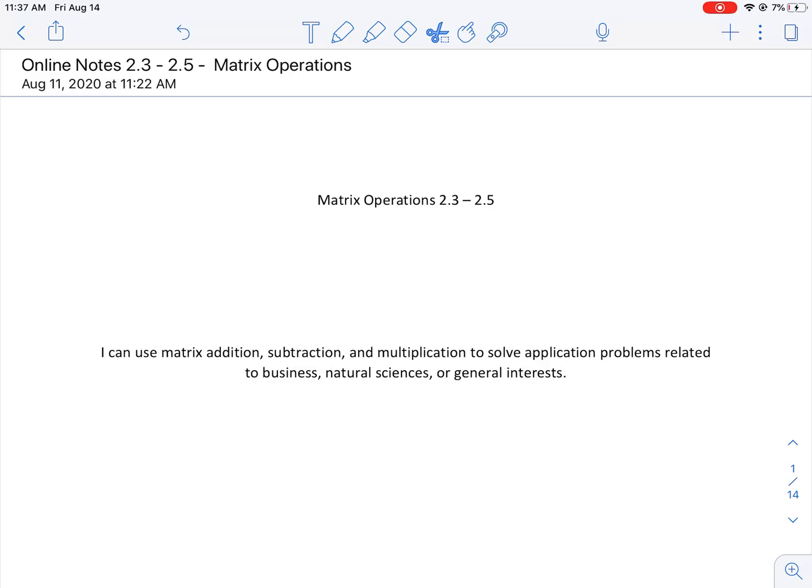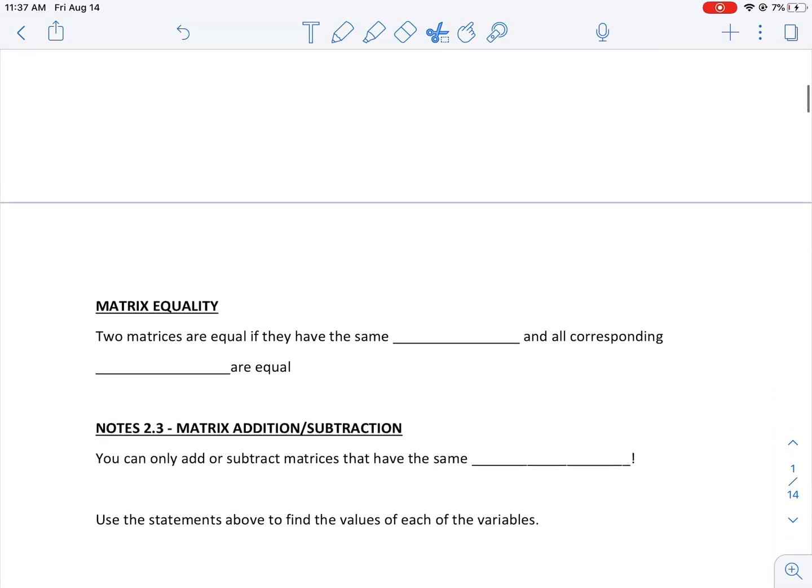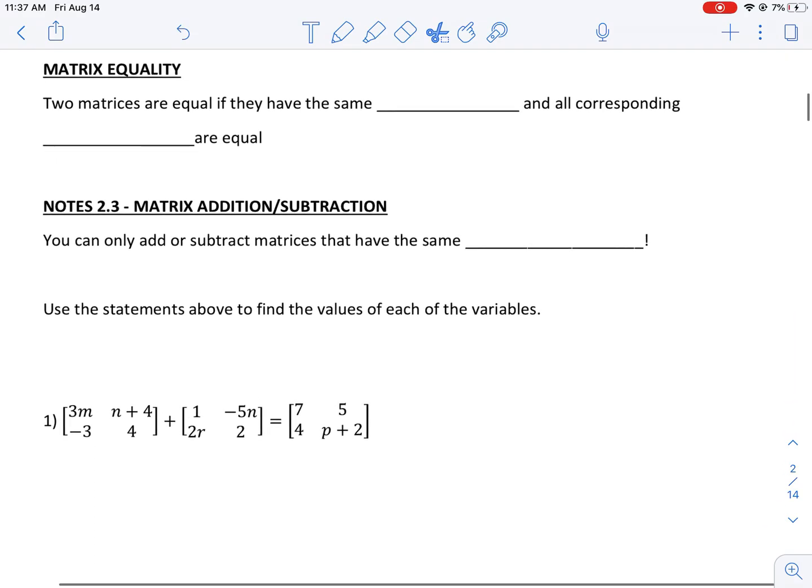Hello class, in this video I'll be introducing how to add and subtract matrices. Let's begin. We will start by determining when two matrices are equal.